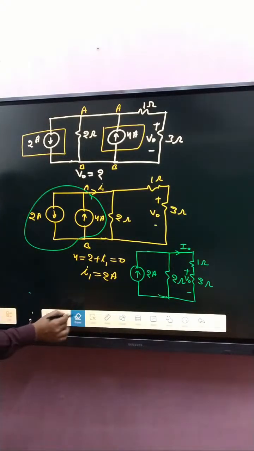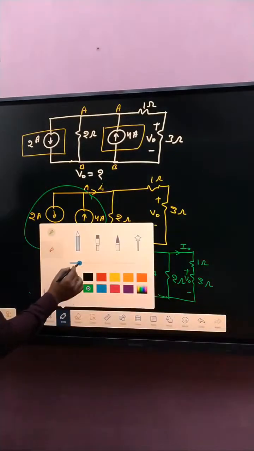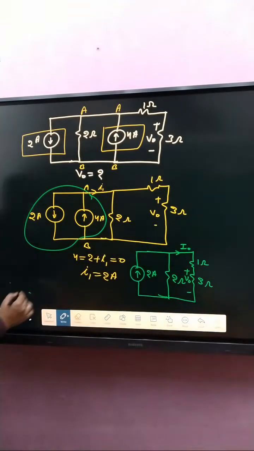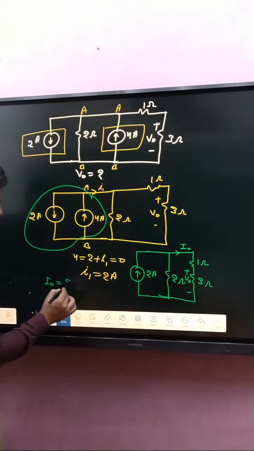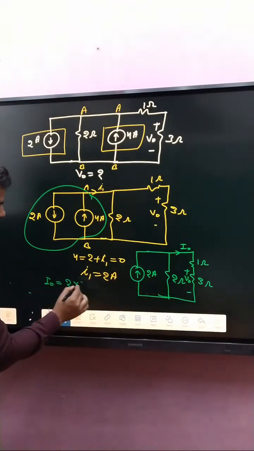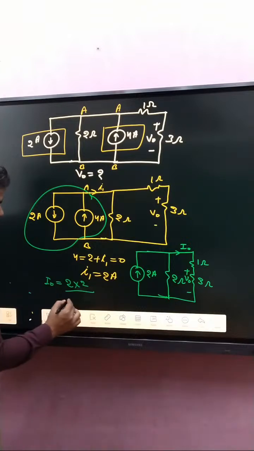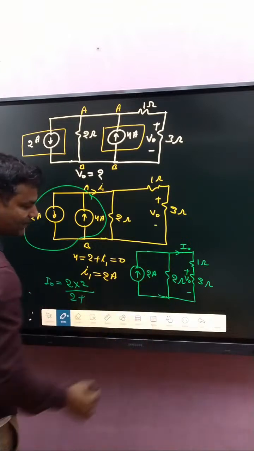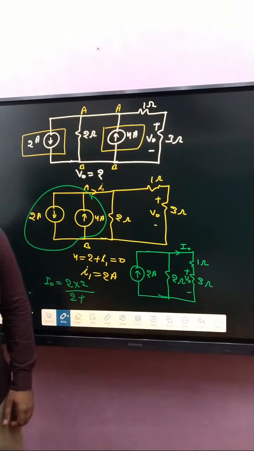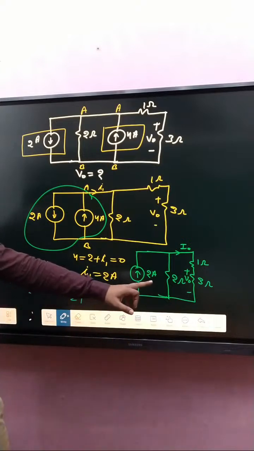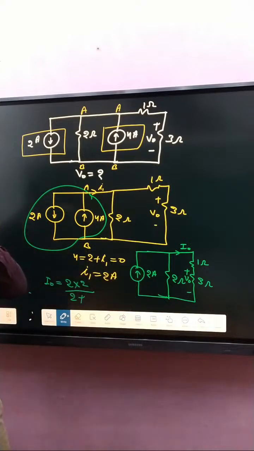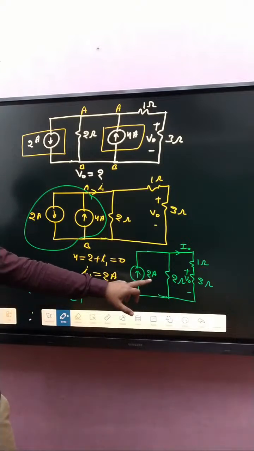So how can we determine I naught? If you determine I naught, how can you determine? 2 into 2 divided by 2 plus, if you apply here node, here basically we apply the current division rule. Here apply current division rule.